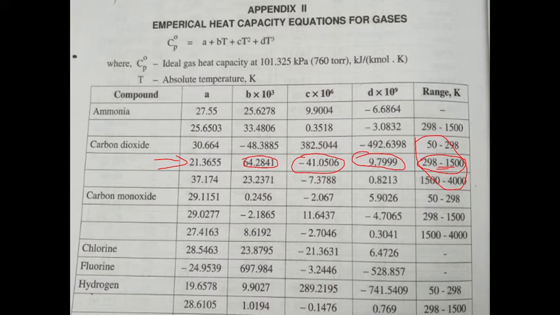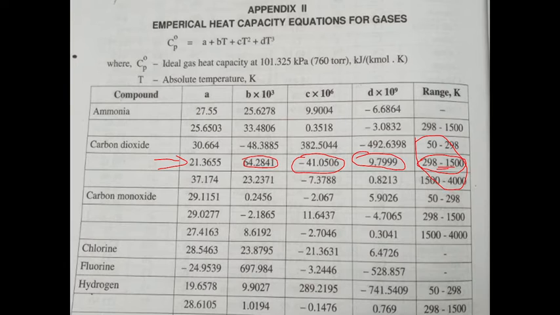So, these are the temperature ranges: 50 to 298, 298 to 1500, 1500 to 4000. But our problem range is 298 Kelvin to 383 Kelvin. So, our temperature range is suitable for the 298 to 1500 Kelvin range. So, that's why you should take A, B, C, D constant values for this temperature range.